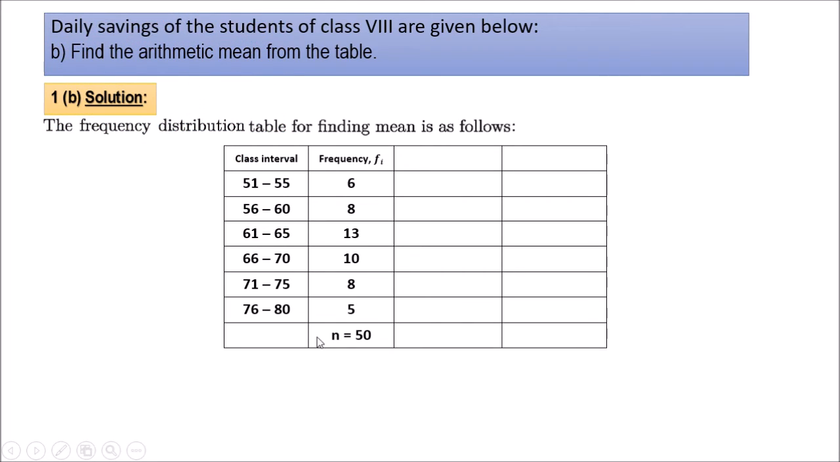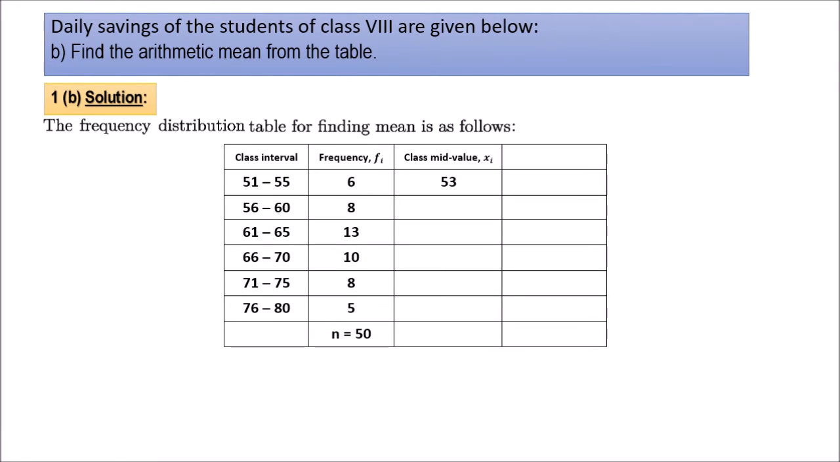Okay, it's very important. You can add it using a calculator, or add it in your head, no problem. But the answer must be correct, otherwise it will be quite difficult to find the value. Now class mid value, which we call xi. So I wrote here 53. Now you can ask me how we can find 53.